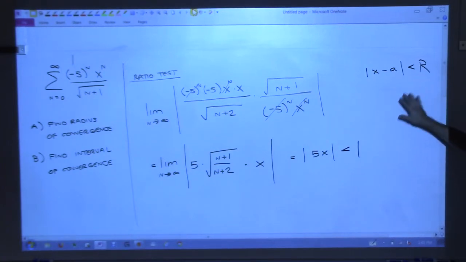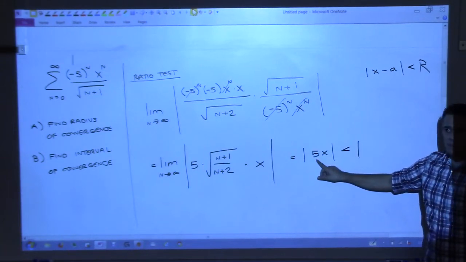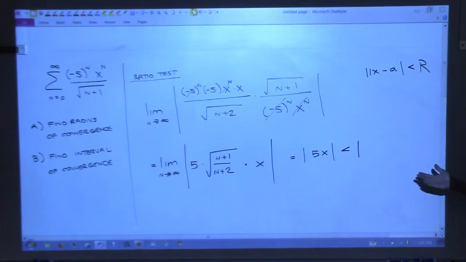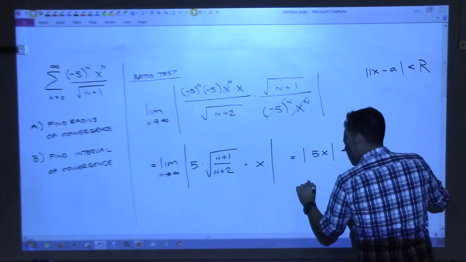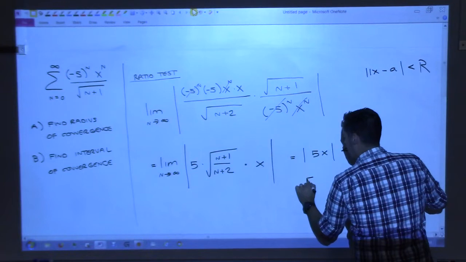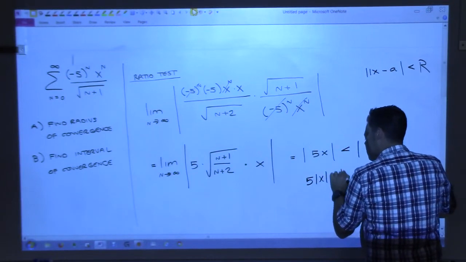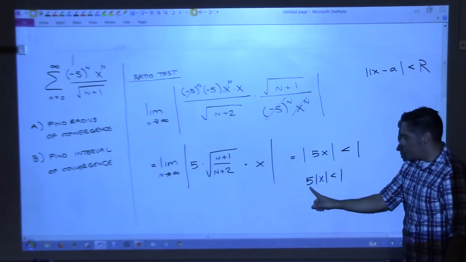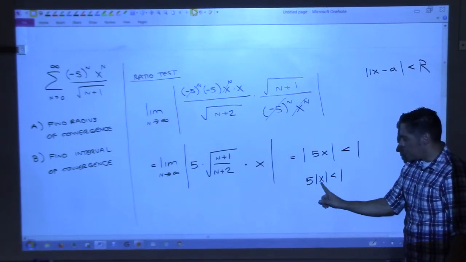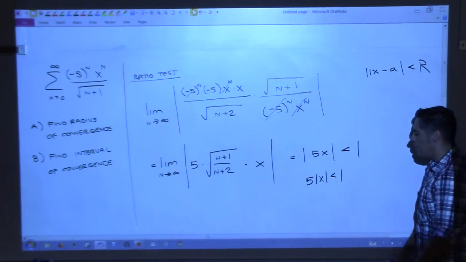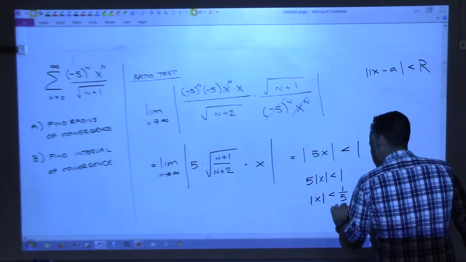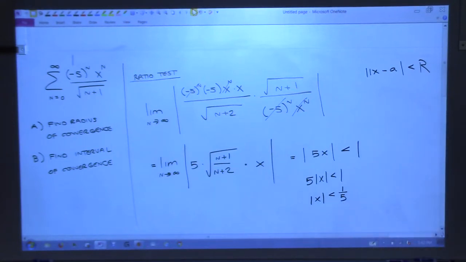The problem we have is that we have a 5 in front. See here? This is a 1 in front of our x. So all we have to do is get rid of that 5. First, this is the same as 5 times the absolute value of x, less than 1. I can do that because 5 is a positive number, so the absolute value of 5 is still 5, and then you do the absolute value of x separately. Now divide both sides by 5, and you get the absolute value of x must be less than 1/5.